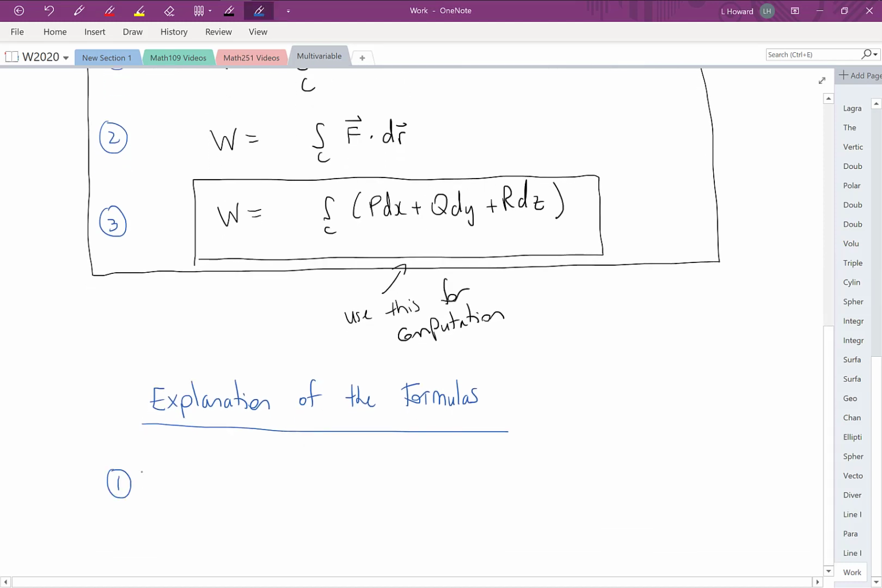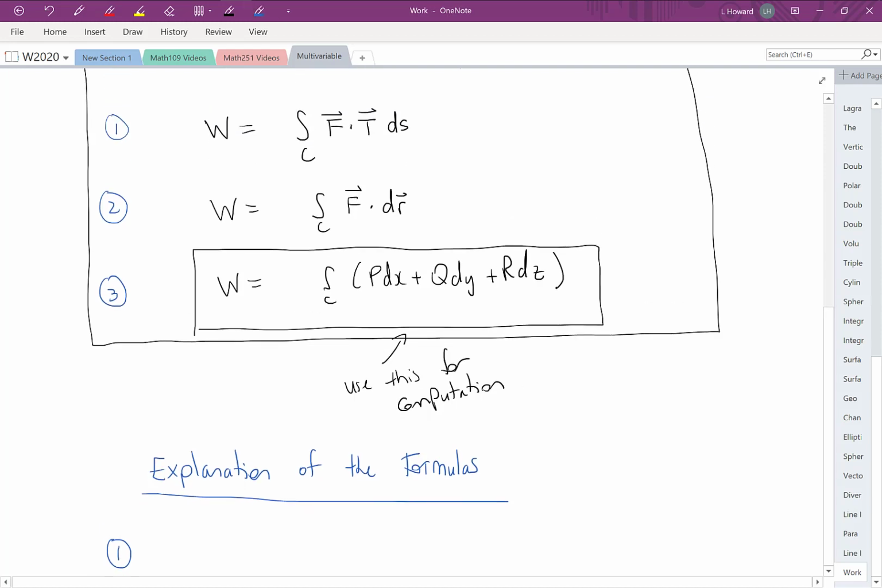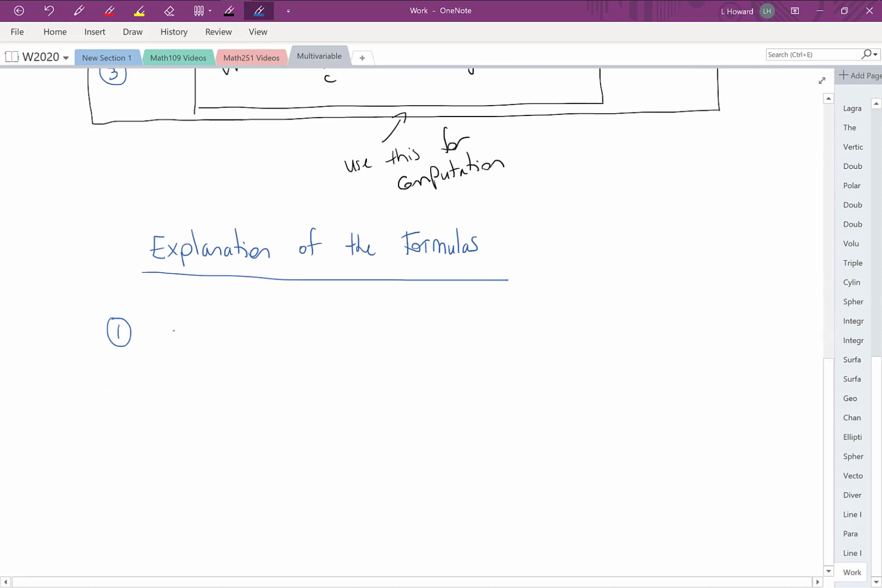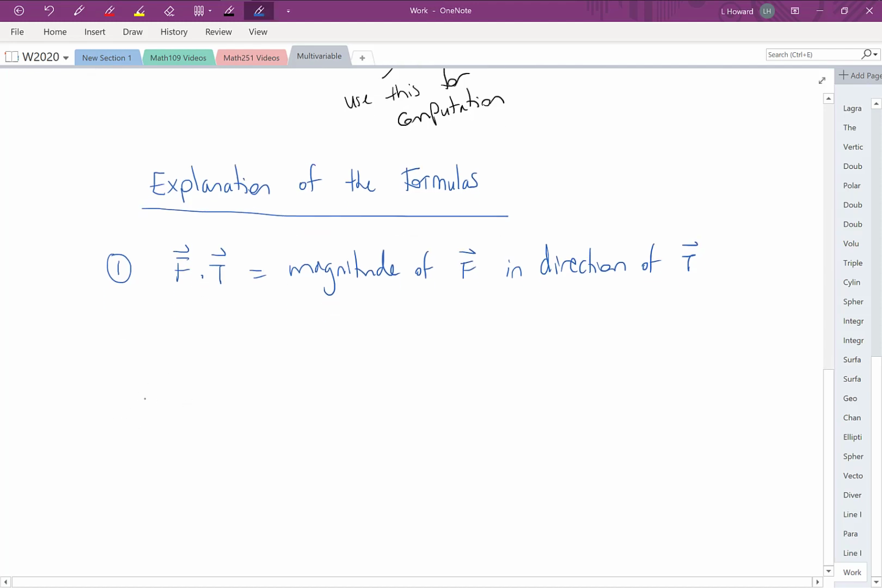So let's look at the first formula. The integrand looks like F dot T. So let's understand physically what vector F dot vector T represents. So this is the magnitude of our vector F, which is representing our force field, in the direction of the unit tangent vector. So let's draw a picture. So imagine that you've got your curve C. Let's say we're interested in this point here. So we draw our unit tangent vector at that point. So it's 1 unit long and it's roughly representing the direction in which the curve is curving.